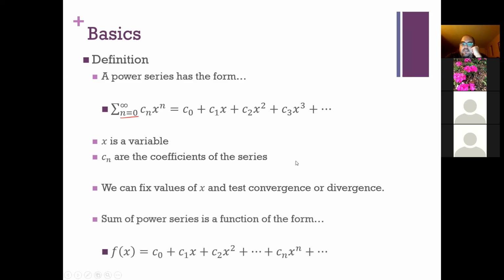So the sum of the power series basically looks like this. You can look at it as taking a function, some function of x. And hopefully you are seeing this as similar to a polynomial, the key difference being that polynomials do not have an infinite number of terms, but power series do.